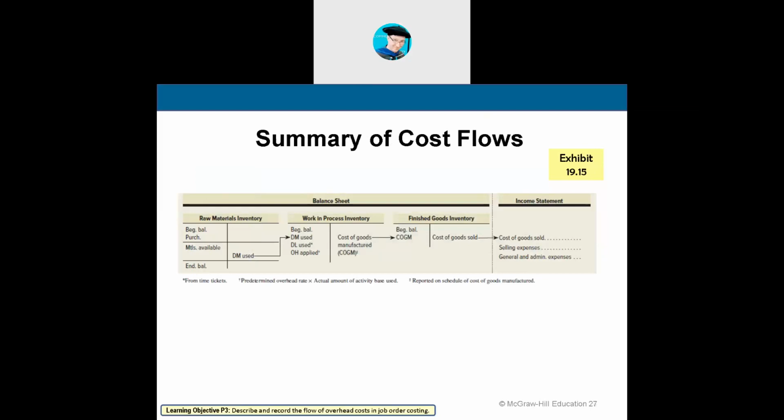This slide shows you the flow of the physical costs from raw materials to work in process to finished goods. For raw materials, the direct materials used go into work in process. We add in direct labor and factory overhead. What comes out of work in process becomes cost of goods manufactured. And then eventually it becomes cost of goods sold once we've sold the finished good. That comes off your balance sheet onto your income statement. And then we add in any selling and administrative expenses.